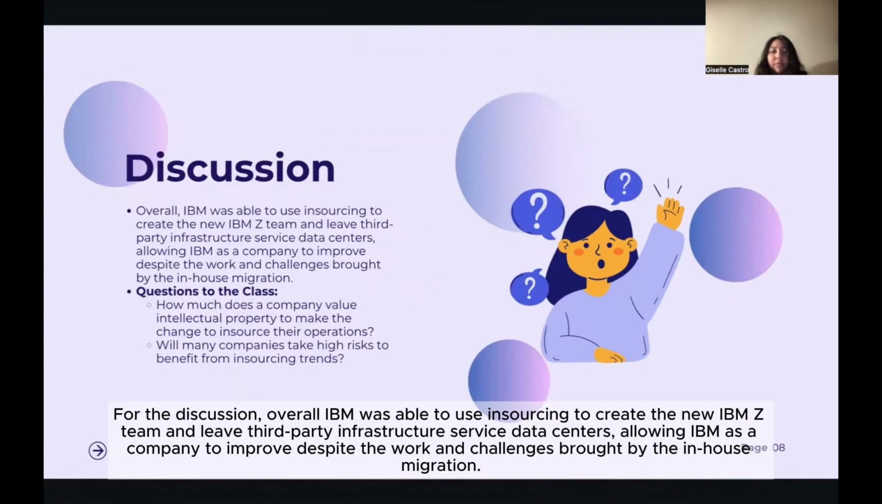Overall, IBM was able to use insourcing to create the new IBM Z team and leave third-party infrastructure service data centers, allowing IBM as a company to improve despite the work and challenges brought by the in-house migration.